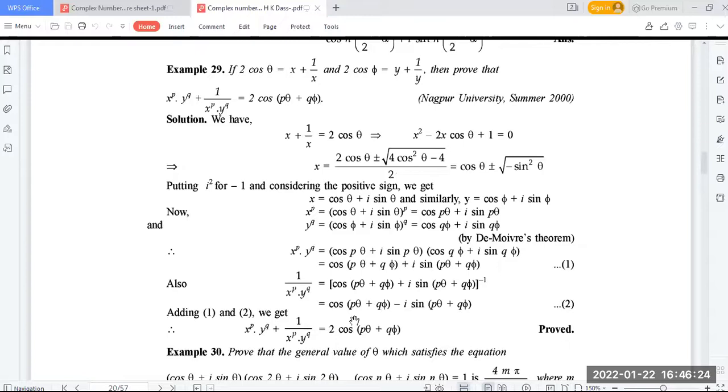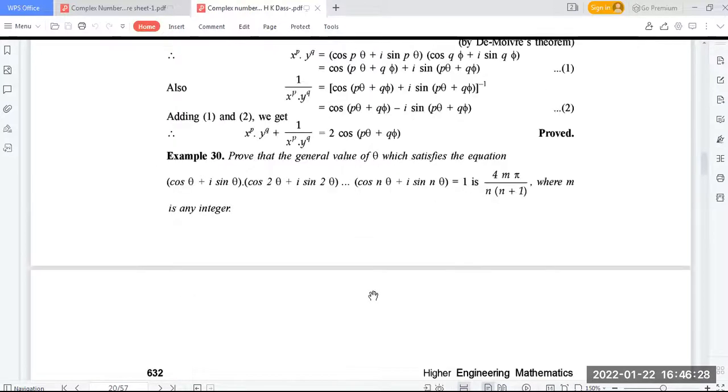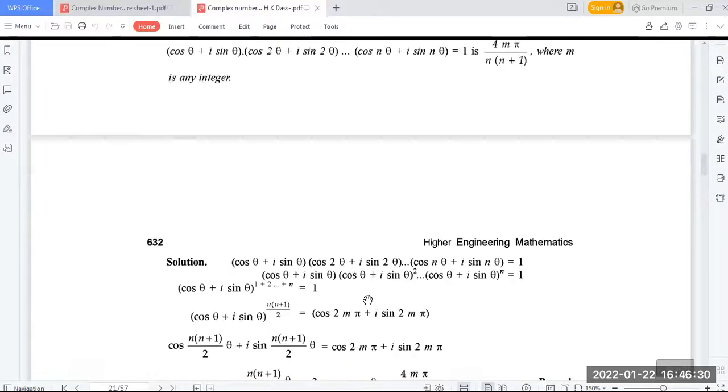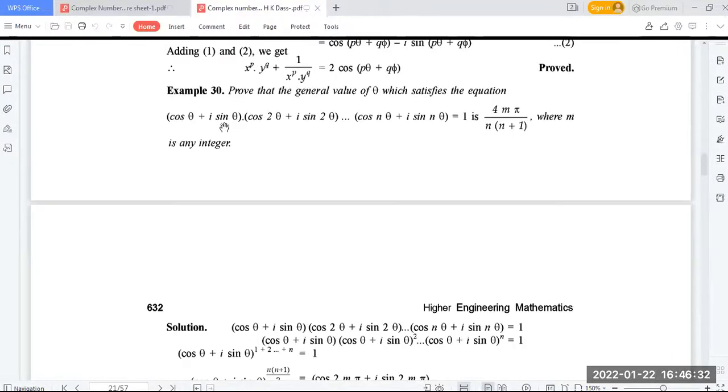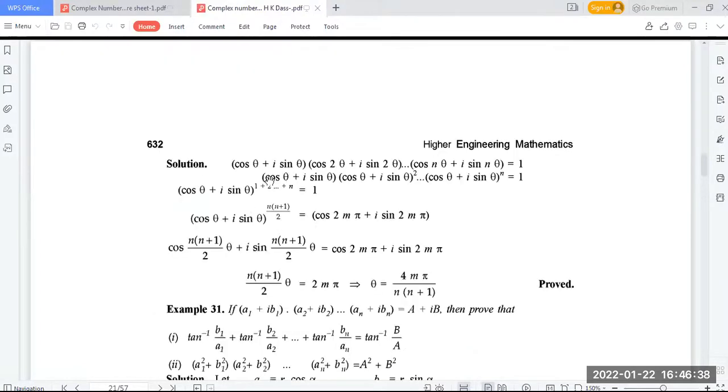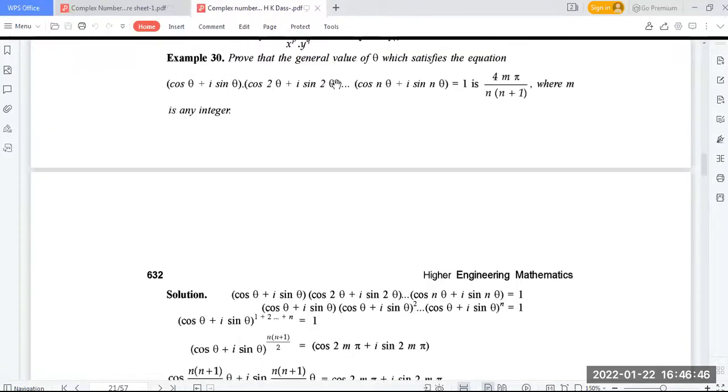Example 30 is very important. First complex number, second complex number, dot dot dot, n times complex number, where m and n are integers. Cos theta plus i sin theta, cos twice theta plus i sin twice theta, dot dot, cos n theta plus i sin n theta equals 1. We are given this condition.